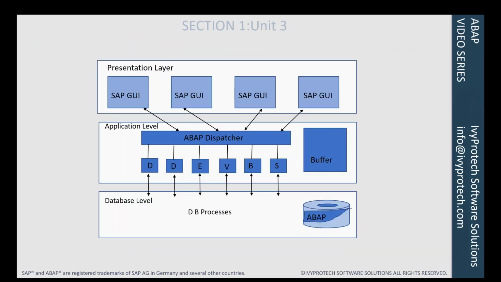So here you have this presentation layer where you have different SAP users connected using GUI. Then in the application level, we have the dispatcher to which multiple work processes are connected. And in the application level, we also have this buffer area. And then you have your database, right? So this is your three-tier architecture: the presentation layer, application layer, and the database layer.